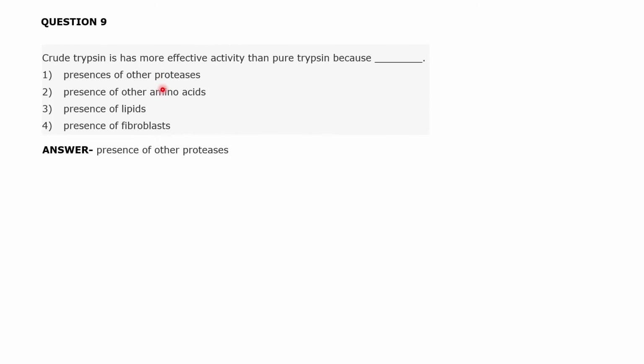In some cases, the presence of other amino acids is also important, because some amino acids can activate certain proteins even when present in pure forms. It's quite subtle and not a large amount, but due to the presence of other proteases, crude trypsin shows more effective activity than pure trypsin. So any doubt here?